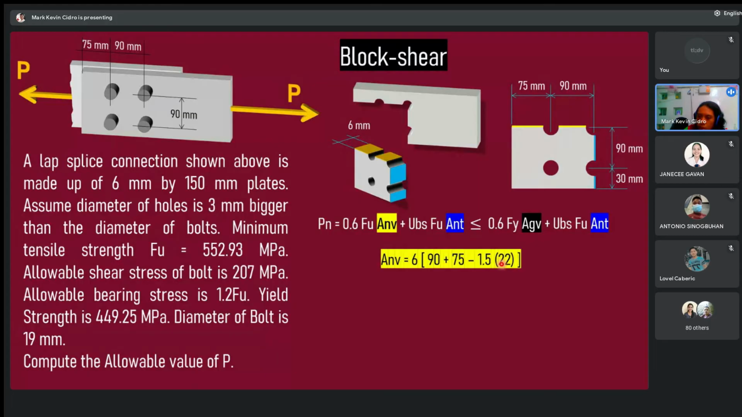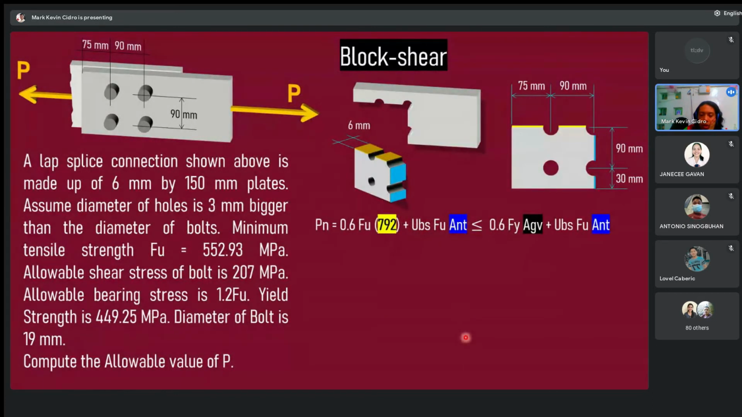So 1.5, kita niyo, 1 whole diameter tapos dito radius, 1.5 of the diameter. So this is your Anv, and the result for Anv is 792 mm squared. Let me substitute it there.